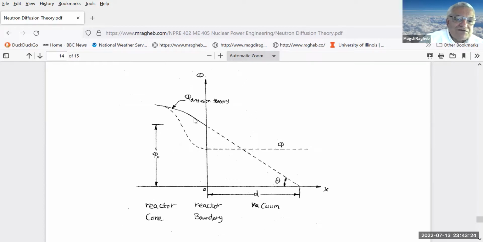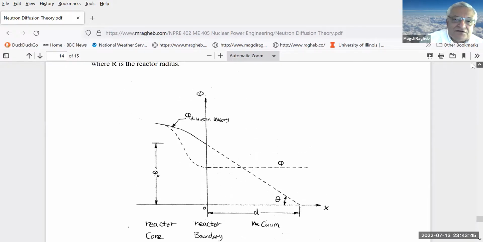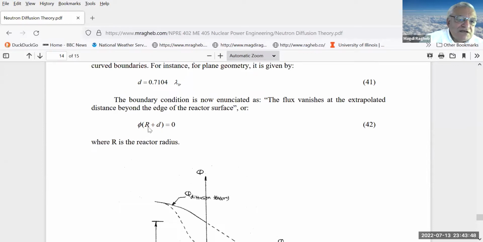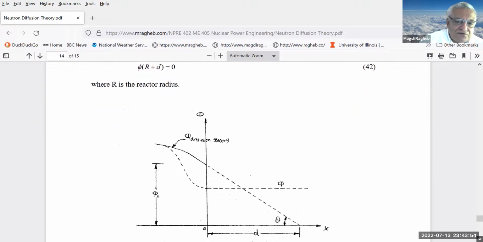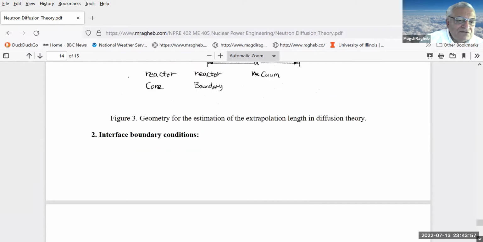We notice later that the flux peaks near the center because fissions occur. And from diffusion theory, we simply assume that the neutrons that leak from the surface leak a small distance in a vacuum, distance d, that we call the extrapolation length. And stated mathematically, the flux at the radius of the reactor, this point here, plus that extrapolation length is equal to 0, and we can calculate that distance in general.